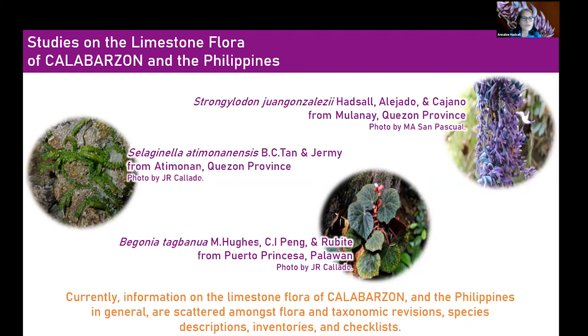And interesting also, because when you talk of the flora, hindi lang po flowering plants ang focus ng project 2, we'll also be dealing with fern and fern allies as well as bryophytes. So we have here Selaginella atimonanensis from Atimonan, Quezon Province. So ito yung mga researchers on limestone, new species found on limestone, forest over limestone. We will also have ferns also. So flowering plants, bryophytes, and ferns, yun po ang focus ng project.